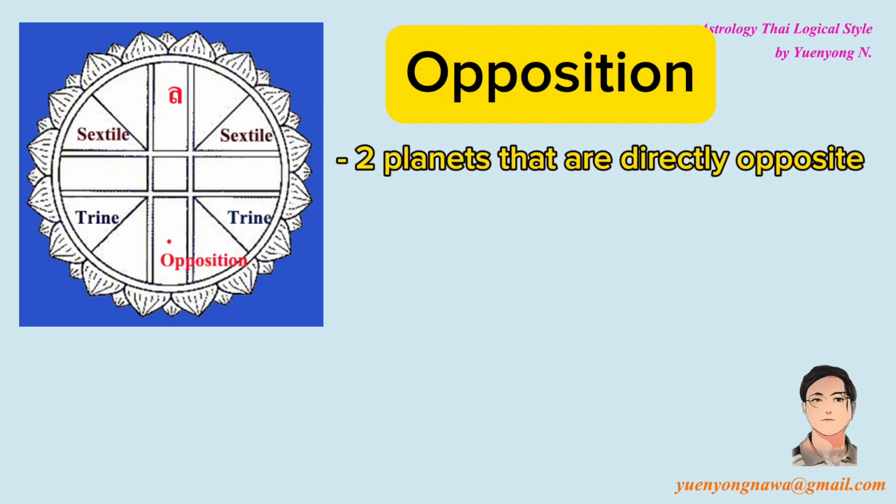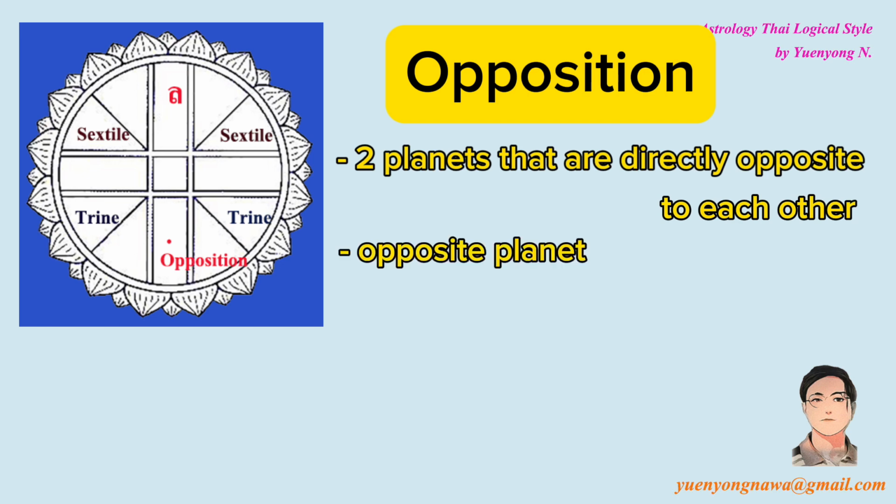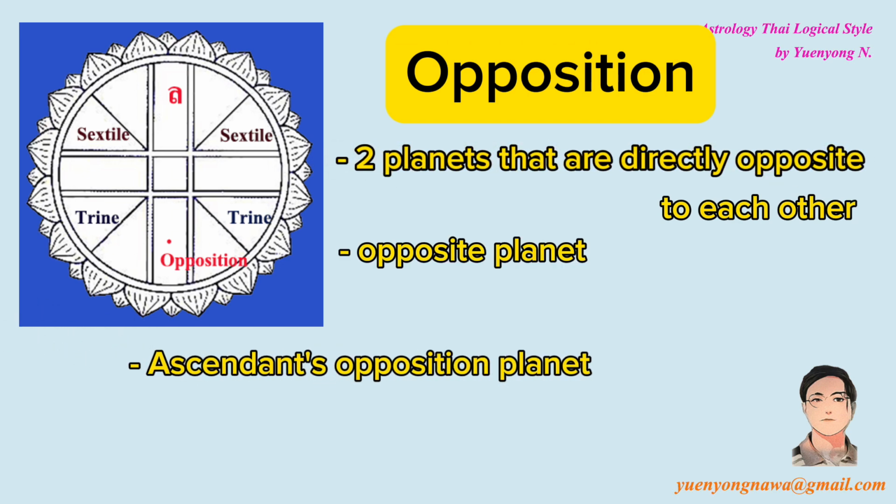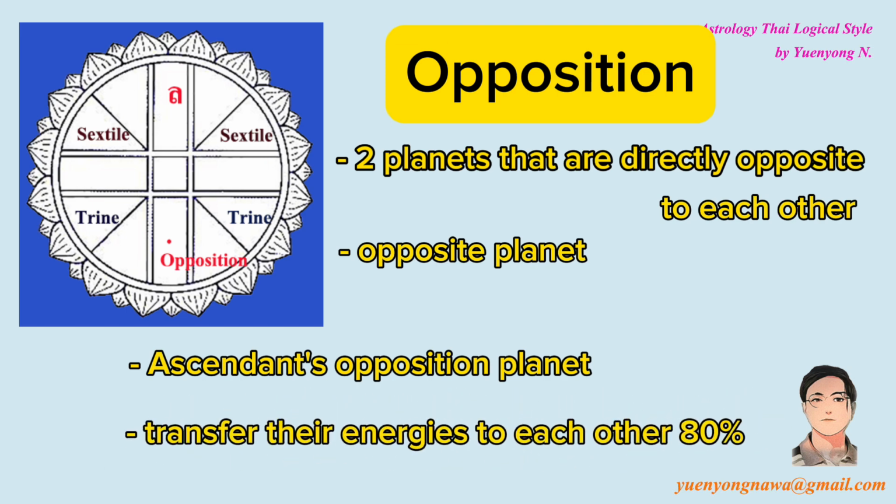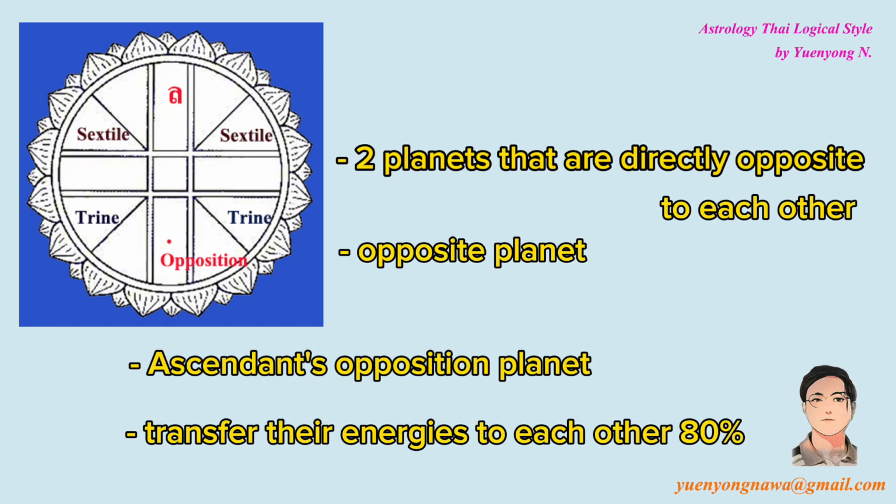Opposition. Opposition describes a condition when there are 2 planets that are directly opposite to each other in the natal chart. In other words, they are located 7 houses away from each other, counting from one of them as 1 and continues towards the 7th house. They are called opposing planets. If a planet is in the opposite house to the ascendant, the planet is called ascendant's opposition. They will transfer their energies to each other up to 80%.